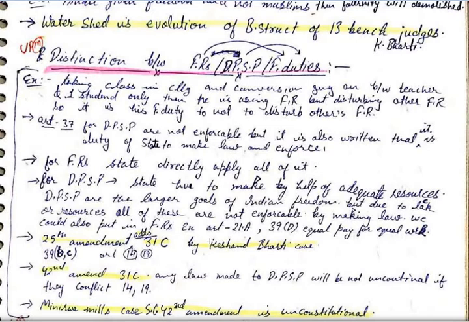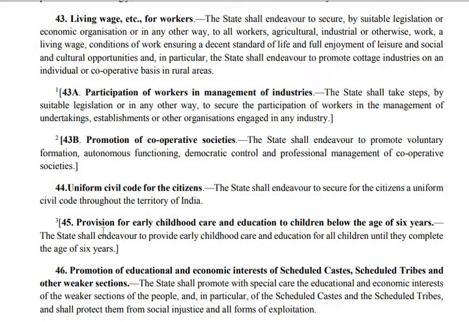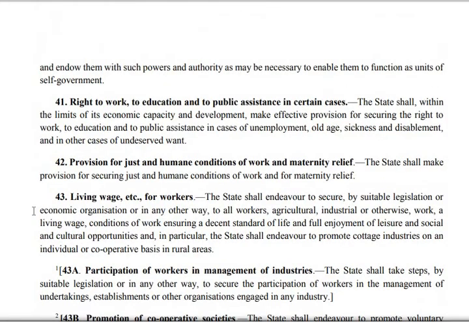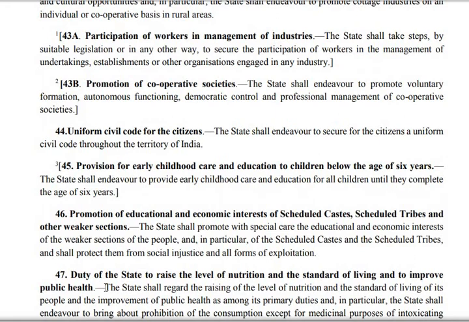They are enforceable only when the resources are there, and that is possible only through law. So slowly we are gradually shifting towards DPSP, making them enforceable. For example, let's take education. Article 45 provides for early childhood care and education to children below the age of 6 years, and it is also given in Article 41. So they are talking about education in Articles 41 and 45, and they are both DPSP. Now what did they do?